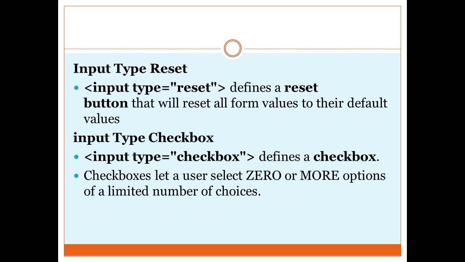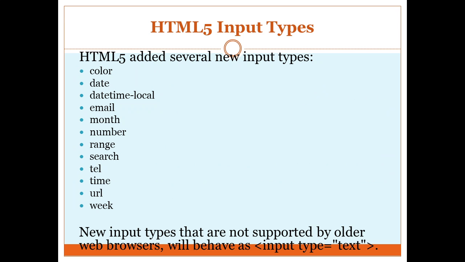And next we are going with the input type is equal to reset. If we place the input type is equal to reset, the button resets all the fields. It clears all the fields. And input type is equal to checkbox defines the checkboxes. You can place more checkboxes according to your situation, according to your form.